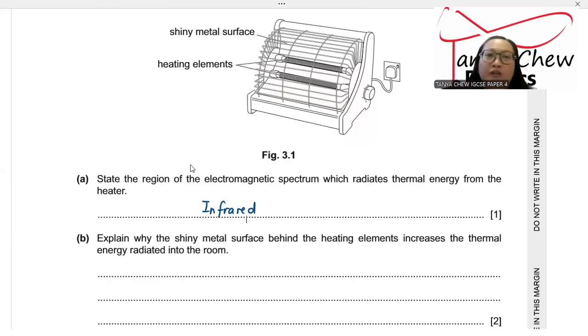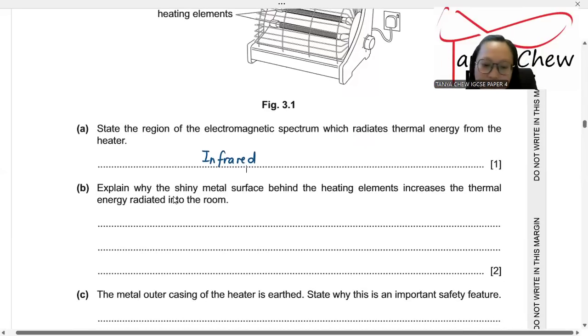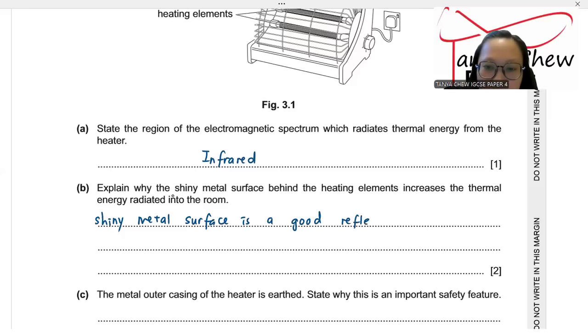So I want it to radiate to the room instead of being absorbed. That is why we use a shiny metal surface, because shiny surfaces are a very good reflector of heat. Right? So I'm going to write that down. Shiny metal surface is a good reflector of heat. When you write down the good reflector of heat, you gain that 1 mark.